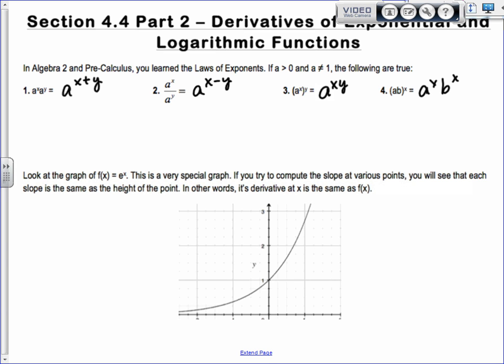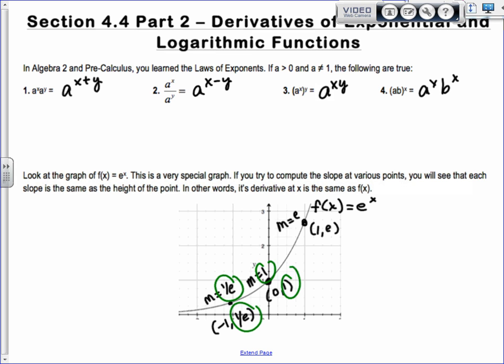Okay? So if we have the graph of f of x equals e to the x, this is a very special exponential function. At the point 0, 1, the slope is 1. At the point 1, comma e, the slope is e. At the point negative 1, comma 1 over e, right, e to the negative 1, the slope is 1 over e.